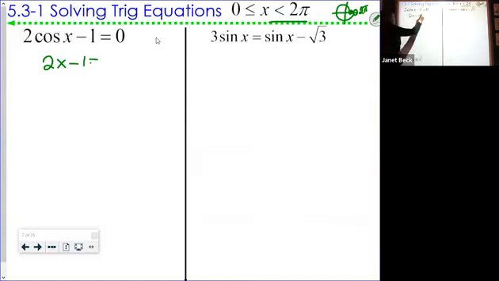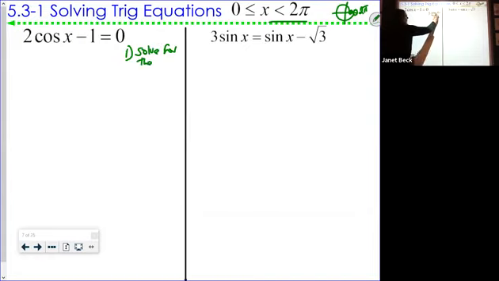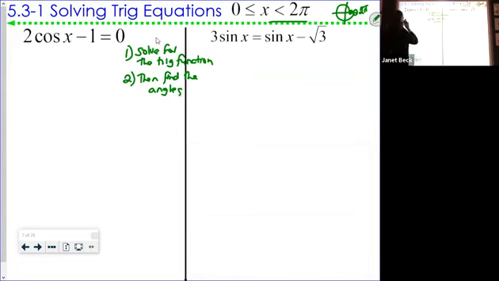Okay? So, do you recognize this equation? It's based on question number 1 from the warm-up. It's exactly the same thing, but we're not going to solve for x to start with. We're going to solve for the cosine of x. When you're solving trig equations, step one, solve for the trig function. Once you solve for that, then find the angle or angles. Okay, that's what we're doing.